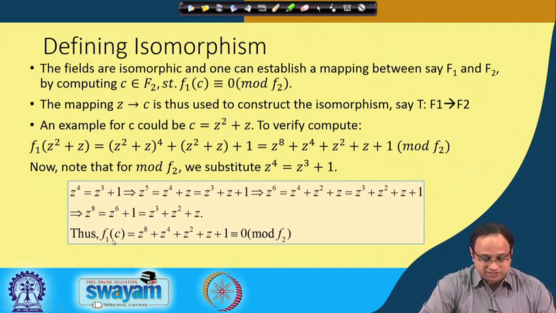So, then F1C modulo of F2 is nothing but, as we have seen, Z to the power of 8 plus Z to the power of 4 plus Z square plus Z plus 1, and that becomes equal to 0. You can easily see this: if I combine Z cube plus Z square plus Z with Z to the power of 4, which is Z cube plus 1, and add Z, add 1, and add Z square with it, then the elements get cancelled and I will get 0 modulo of F2.